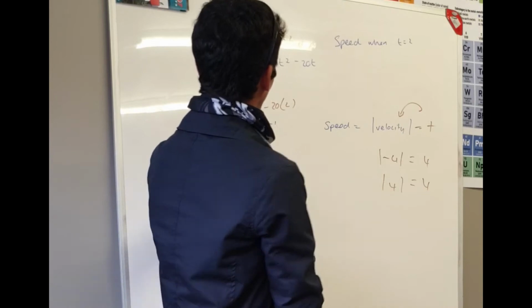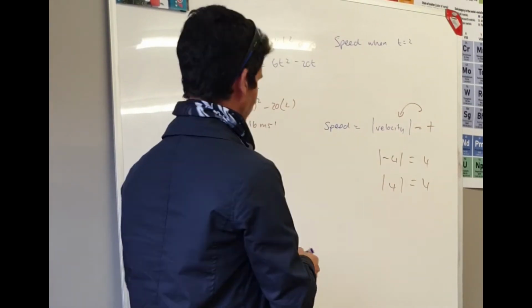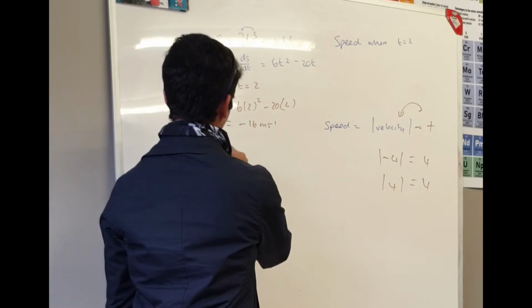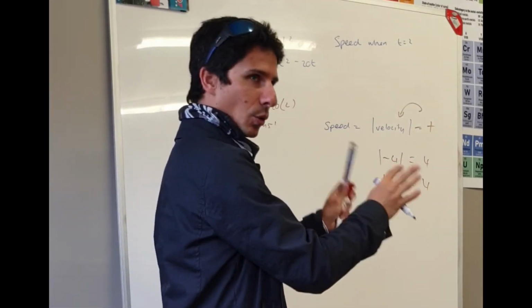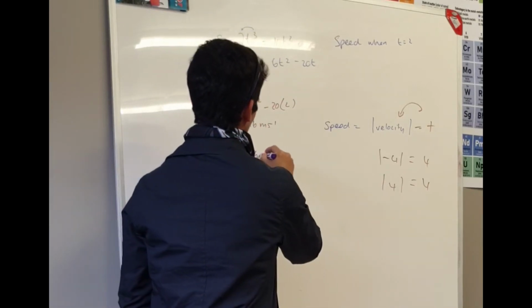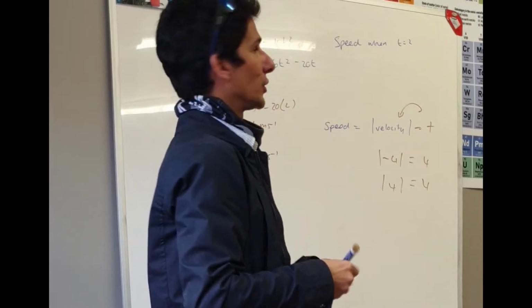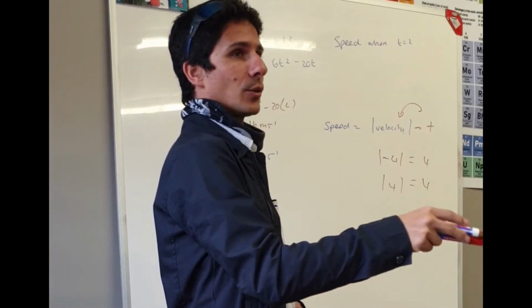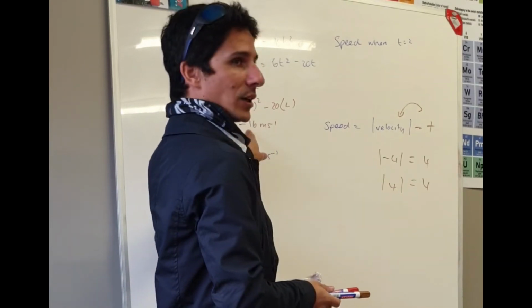Okay, so if my velocity is minus 16 meters per second, what's my speed? 16. Speed doesn't care about direction, it's always positive. Speed equals 16 meters per second. So you need to be very careful when you read the question. If they ask you to find velocity at time 2, then you need to include direction.